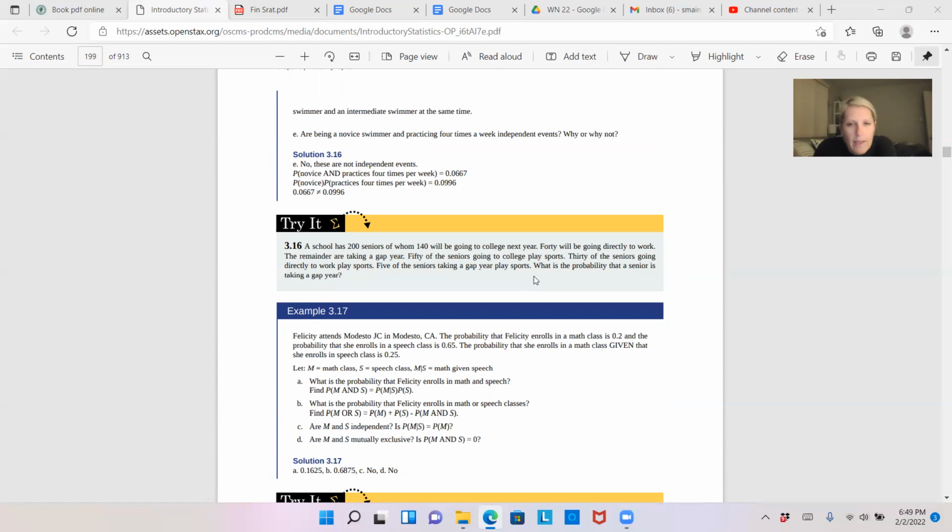Okay. And then the other question is if they play sports. Okay, and then we're going to have totals. So I'm going to show you how I drew this, because their question is, what is the probability that a senior is taking a gap year? Okay.